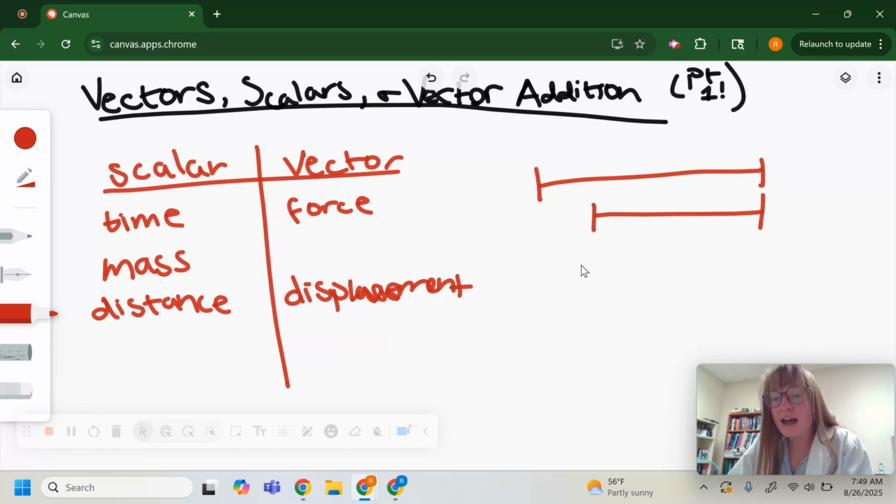But if I asked for my displacement, you would care about direction. So you would say you went 4 miles east and then 3 miles west. So your total displacement, in terms of how far you went, accounting for direction, is 1 mile east. So your distance that you actually traveled would be 7 miles, but your displacement would be only 1 mile east.